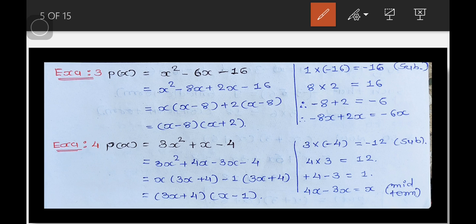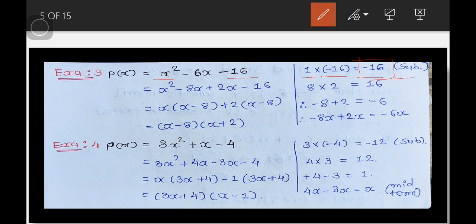Now here a is 1 and c is minus 16. So here we put minus 16. Now we multiply both. So 1 into minus 16 is equal to minus 16, and here the sign of 16 is a minus. So we do subtraction of the factors of 16.